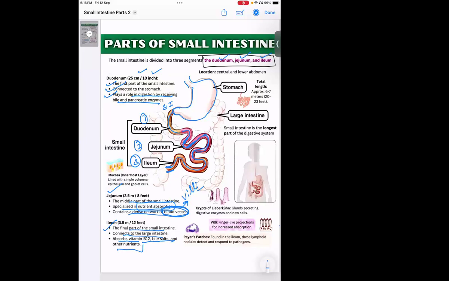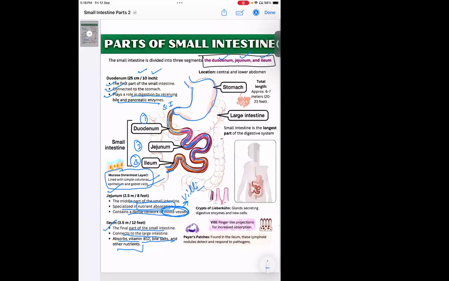So the duodenum helps in digestion, which is received from the bile and pancreatic enzymes. The jejunum helps in nutrient absorption, and it also contains blood vessels. Then the ileum is the last part, which connects to the large intestine, and it absorbs vitamin B12, bile salt, and other nutrients. Apart from that, there is mucus. Mucus is important, right? In the small intestine it is less. It is there so that the movement and absorption of food becomes easy.